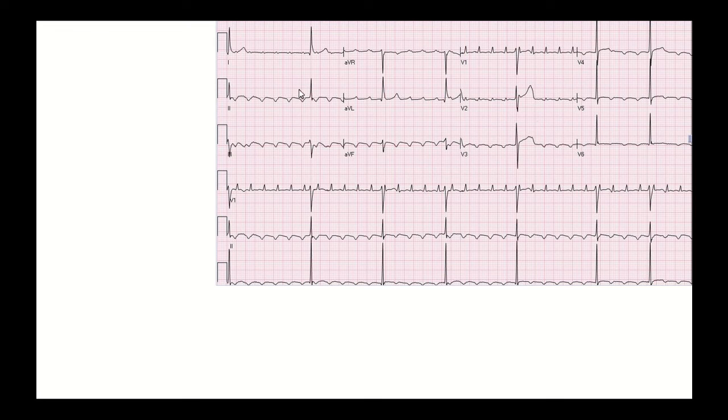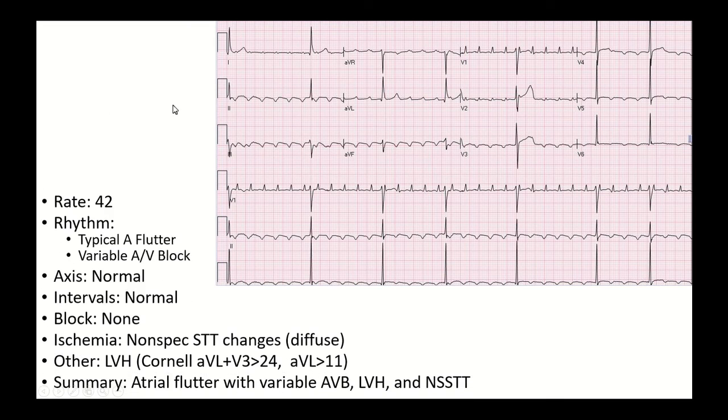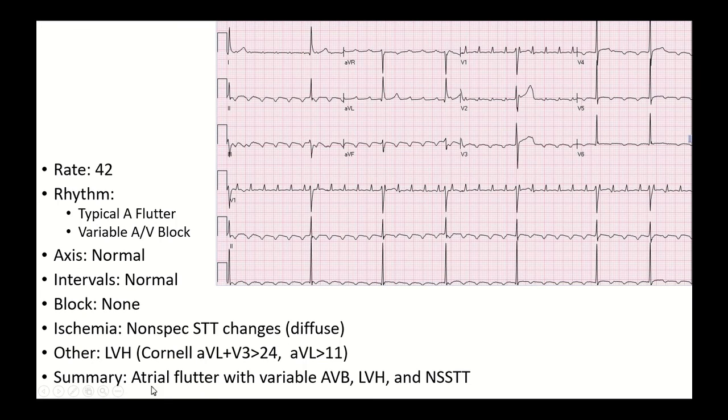So in conclusion on this tracing, I think what we have is atrial flutter with variable AV block, left ventricular hypertrophy, and non-specific ST T wave abnormalities.